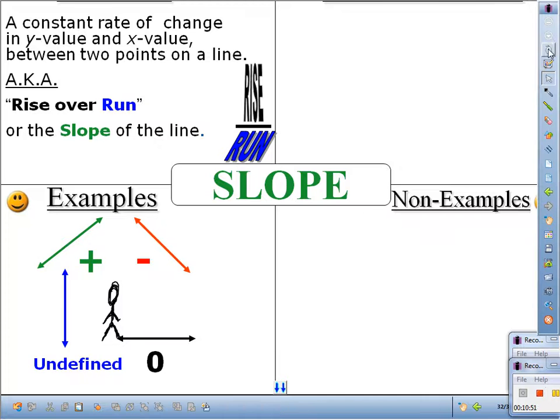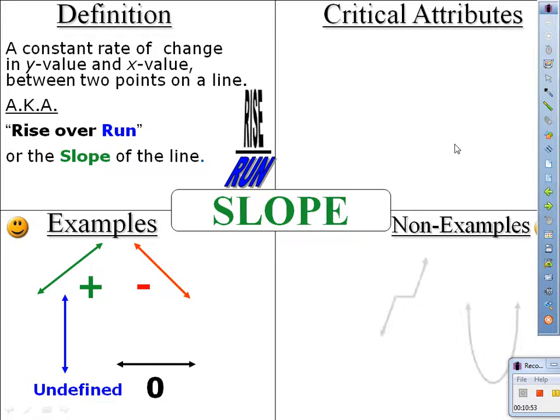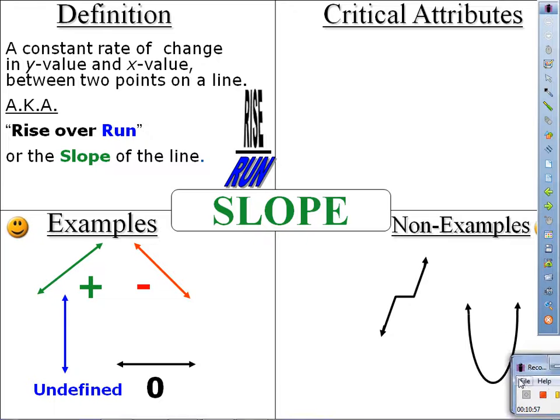So with that said, let me show you some non-examples. Copy these, please. As you're copying those down, think about if these are representations of slope, why aren't these? You're just thinking about it. All right. Talk it over with your neighbor. Why are these not a representation of slope?